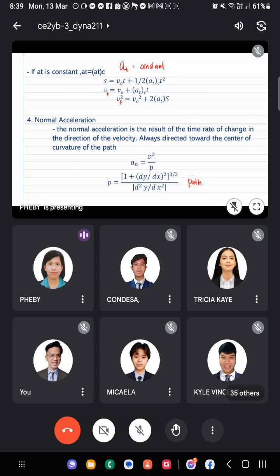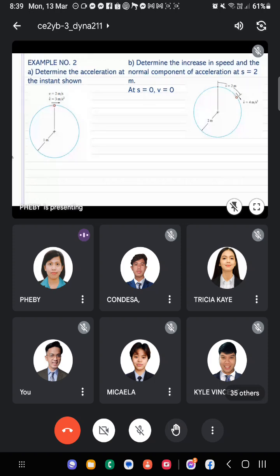So, meron daw tayong object moving on a circle or circular path. The radius is 1 meter. Yung kanyang velocity is 2 meter per second. And itong first derivative niya, or dv over dt, which is equals to the acceleration, 3 meter per second square. Pag nakakita kayo ng ganyan, yung v na may dot, first derivative with respect to time, or the acceleration t, or tangential acceleration.